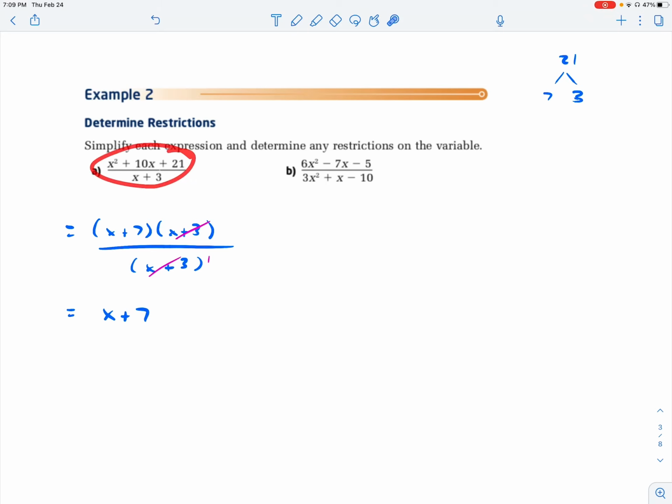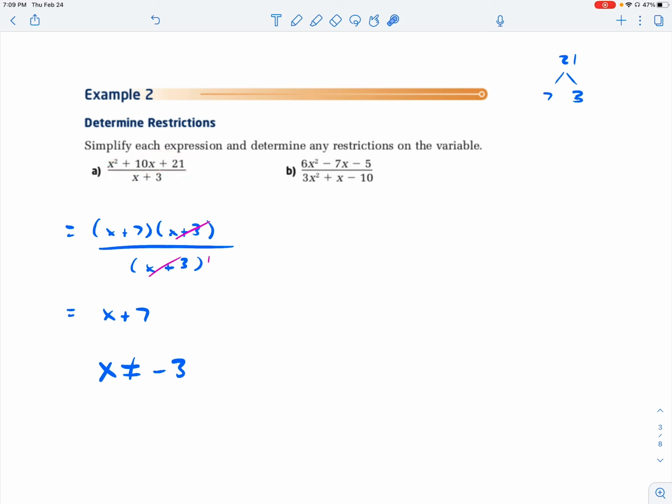But here, we have to be careful. We can never divide by 0. So these two expressions are going to be the same everywhere, except this one is undefined at negative 3. So we need to state those restrictions at the end. This negative 3 all comes from this denominator right here. There's no problems with the top, the numerator. You could put anything in there.